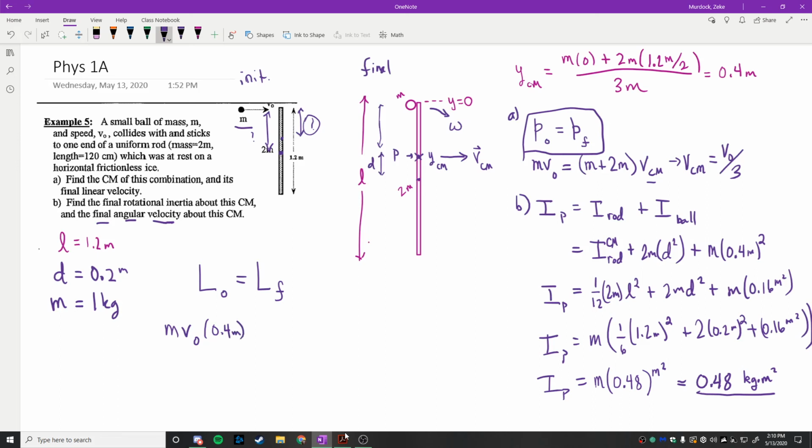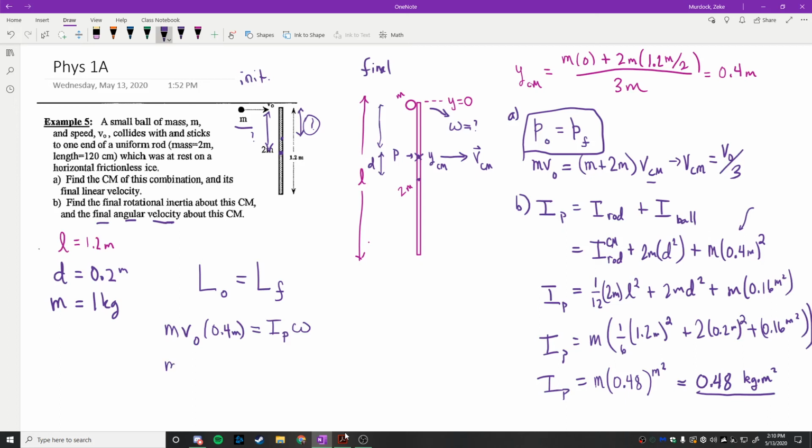It turns out to be the exact same distance that showed up right here when we found the moment of inertia of the ball. The final angular momentum is going to be the moment of inertia about point P multiplied by omega. This is what we're solving for now, omega. That's the angular speed of the system.